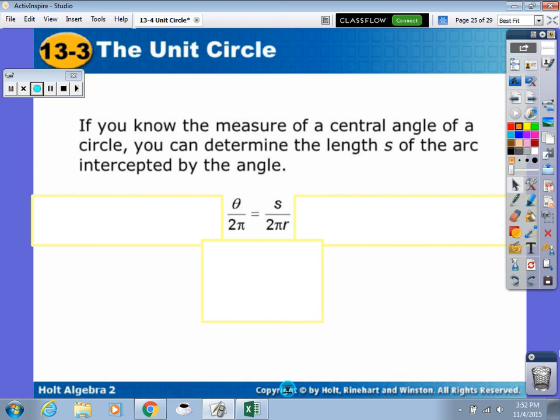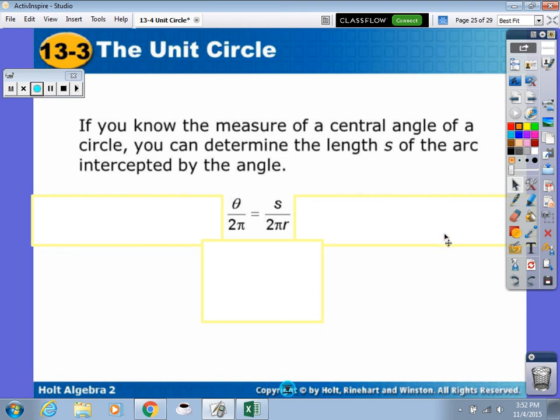Now we can take the measure of a central angle and determine the length of the arc, or S, that is intercepted by that angle. This is a ratio or a proportion that is set up where we have the angle theta divided by 2 pi is equal to the arc length divided by 2 pi r.